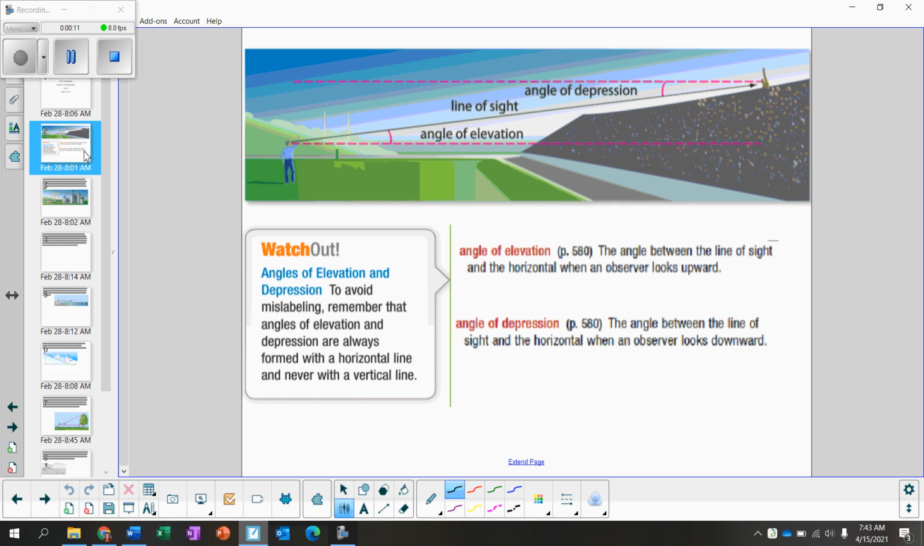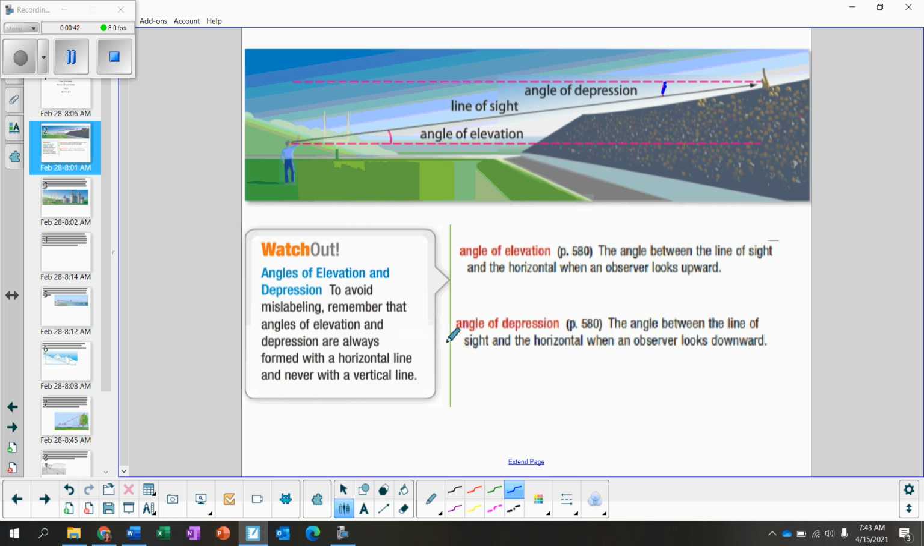So angle of elevation and angle of depression are describing angles formed with a horizontal line. An angle of elevation is formed from someone's line of sight or from the ground with a horizontal line, and the angle is going up in the triangle. Whereas an angle of depression is going to start at the top of the figure, and again, with the horizontal line, the angle will be going down.